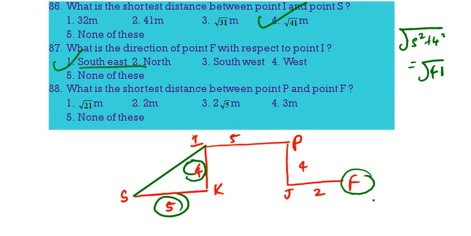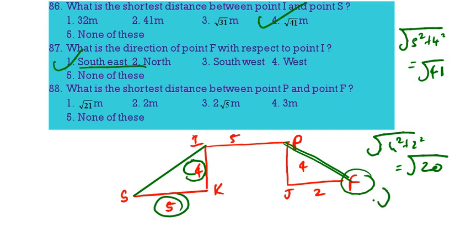What is the shortest distance between P and F? This distance P and F. This is 4, this is 2. Root of 4 square plus 2 square, that is root of 20. So root 20 is the correct answer. Root 20 means we can write root of 4 into 5, that is 2 root 5. 2 root 5 is the correct answer. 20 can be written as 4 into 5.